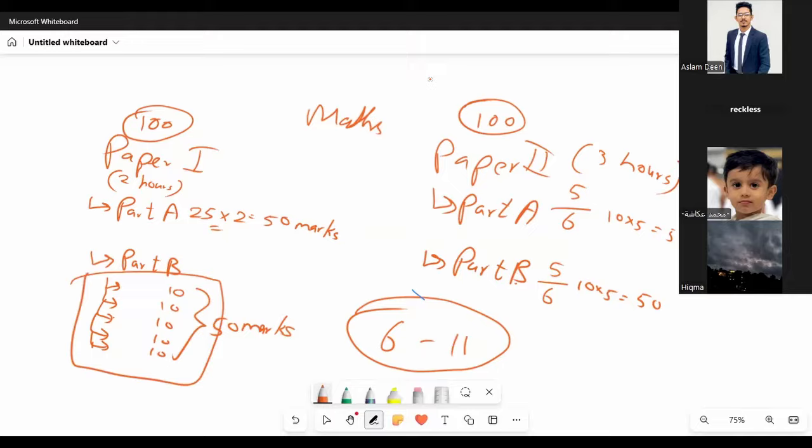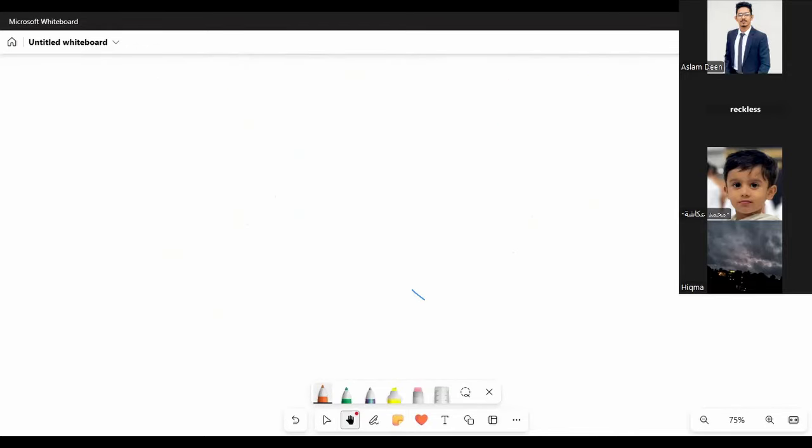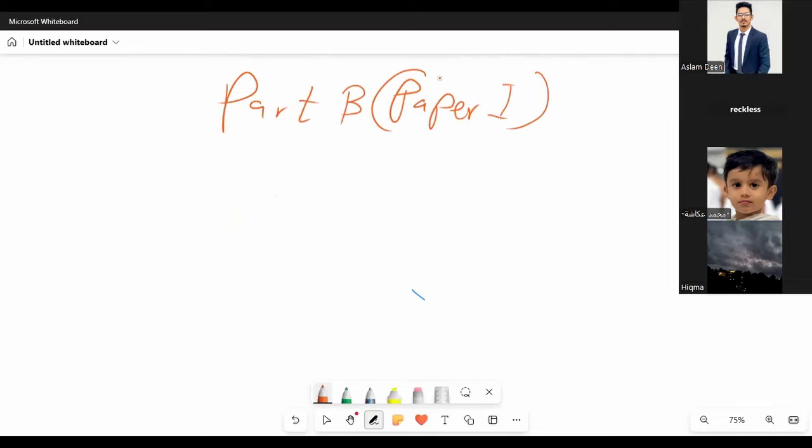All right. So first, I'm going to focus on paper one, and then only I'll be moving on to paper two. So in paper one, we have two sections, as I already told you, part A and part B. So in part B, we're going to see what the 5 questions are that we're going to have. All right. Okay. So let's discuss that part now. So we have part B in paper one. So we have 5 questions, and one question is going to be from fractions.